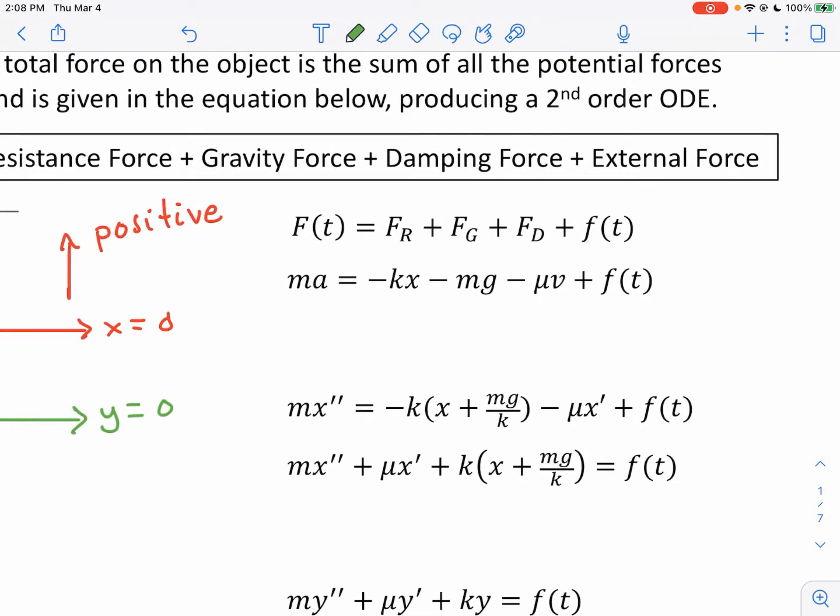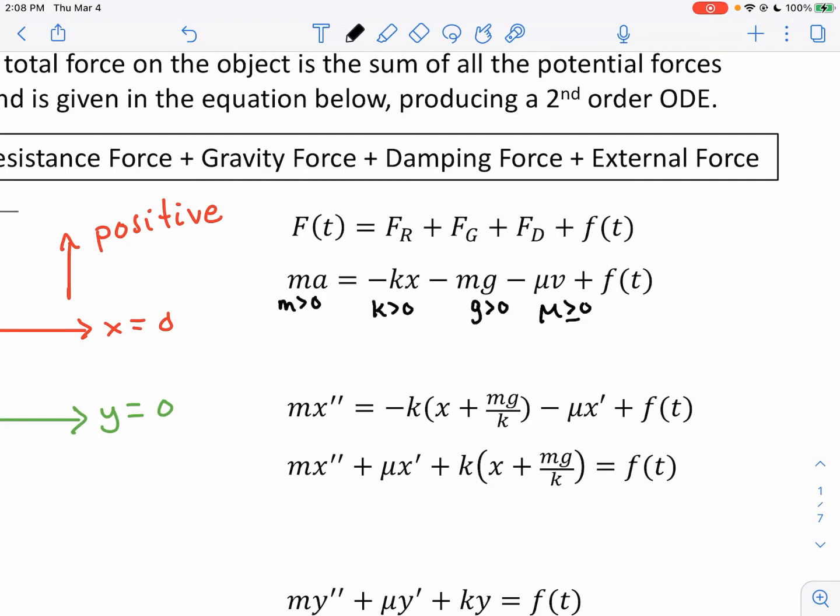Now these constants that we see here, let's say a little bit about them. The mass will always be positive. The K will always be positive. And of course the M and the G we're treating as a positive. The fact that gravity pulls down, that's why we have a subtraction there. So the G we're going to use as a positive G. The mu is also positive. So all of these constants are positive. And sometimes mu is going to be 0. And that would be a case where there is no damping.